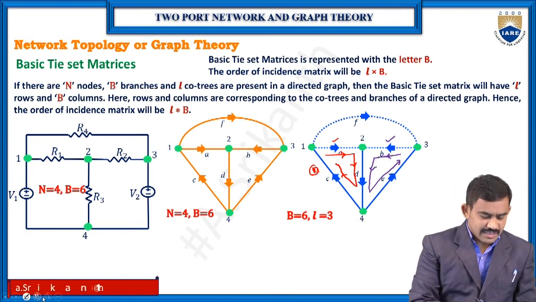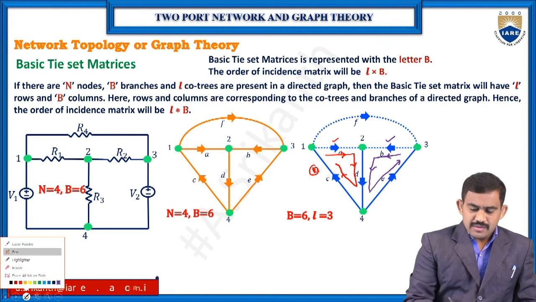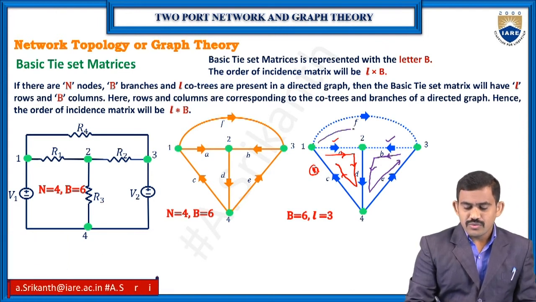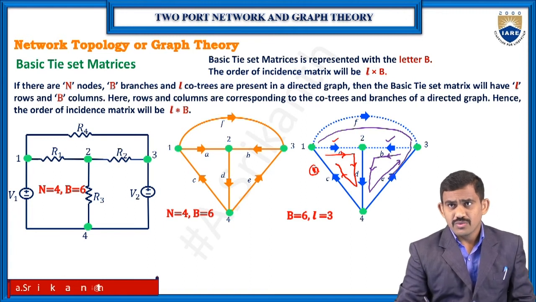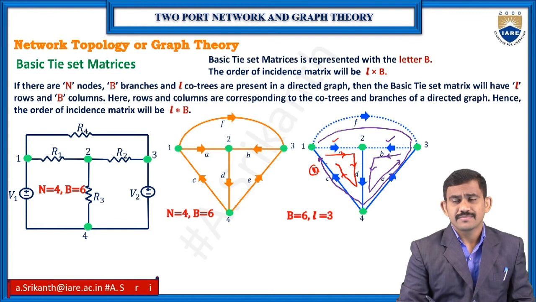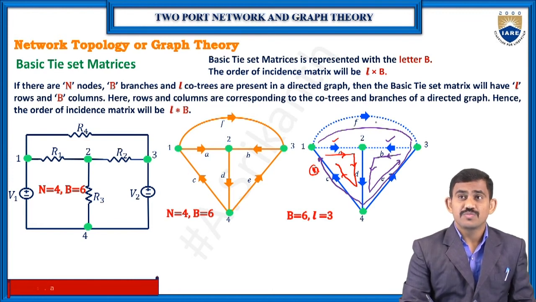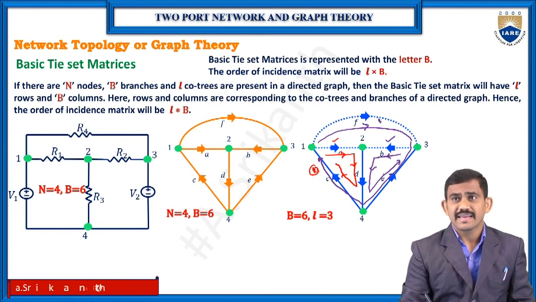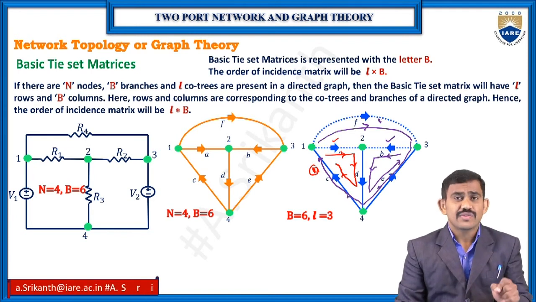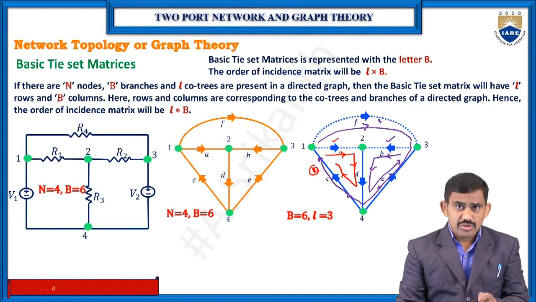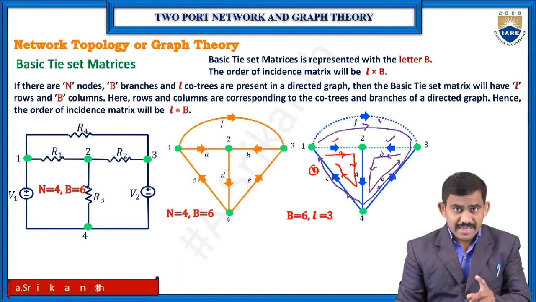Coming to the F co-tree: 1, 2, 3, that is where my F is, and 3 to 4, 4 again to 1. So this is my loop 3, and this is my direction. So for each co-tree I need to go for a closed loop, and in that closed loop I require only one co-tree and its direction.